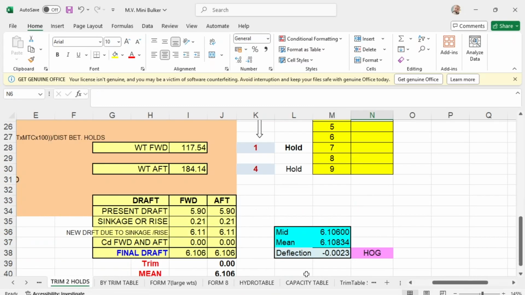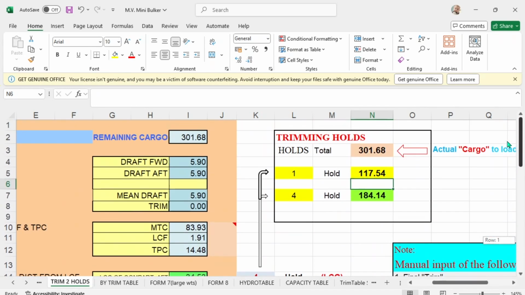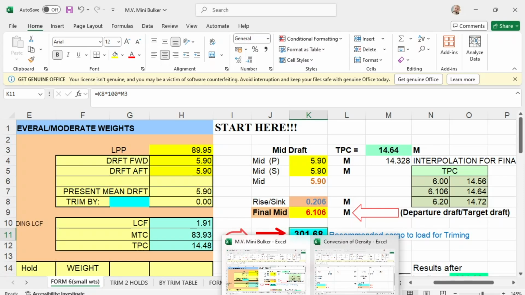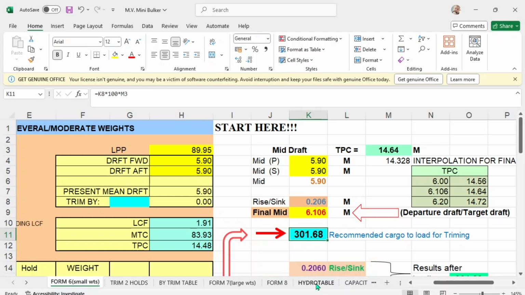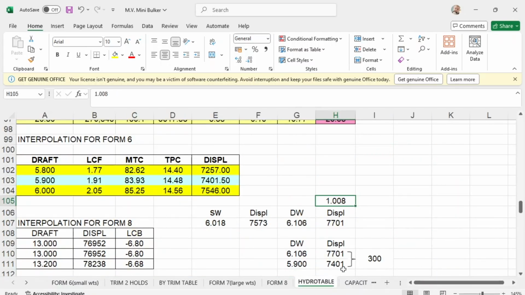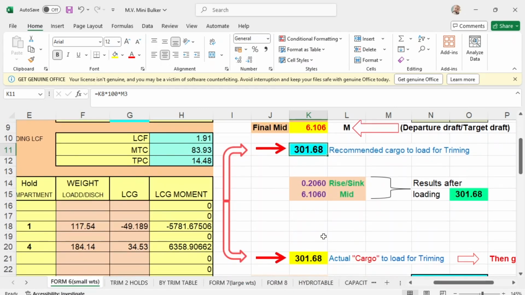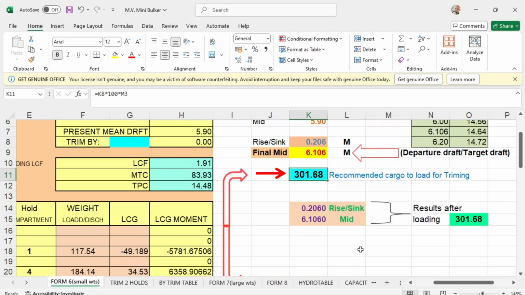So with that, I got here the figure of 301. So it's almost the same, but the recommended remaining cargo to load would be 300 according to what I have here. It should be 300, but in the problem I have 301. So I would recommend that you load 301 to get the exact value of your mean draft of 6.106 and your sinkage of 2.06, which is this one. Okay, so that's it, guys.